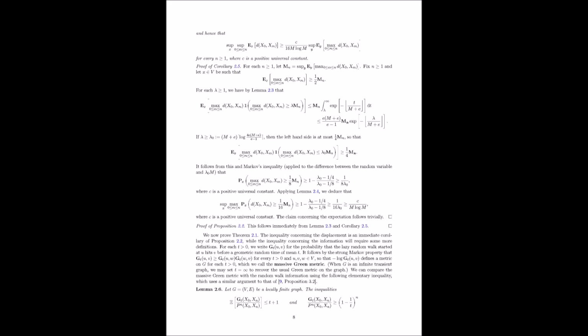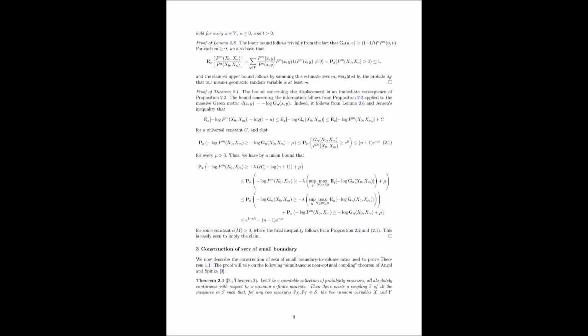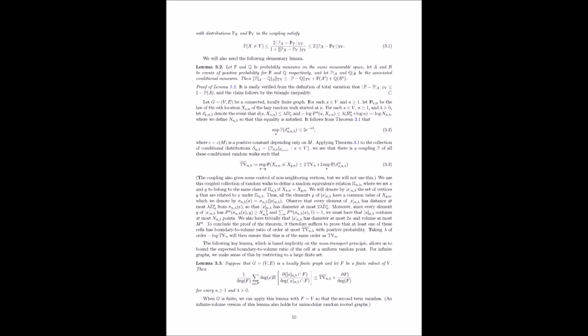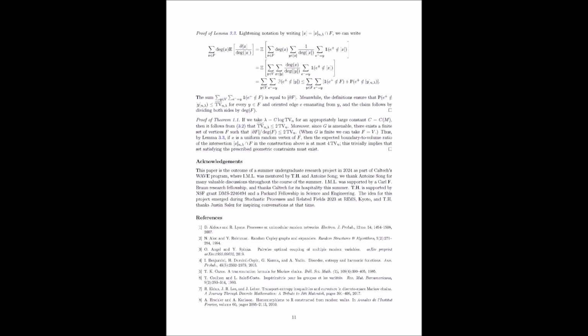Yeah, definitely. But the payoff is worth it, because once they have Proposition 2.2, they can apply it to specific metrics like the standard graph distance and the massive Green metric to get the tail bounds they want for displacement and information. Ah, yes, the massive Green metric. We touched on that a bit earlier. Can you remind us what that is and how it fits into all of this?